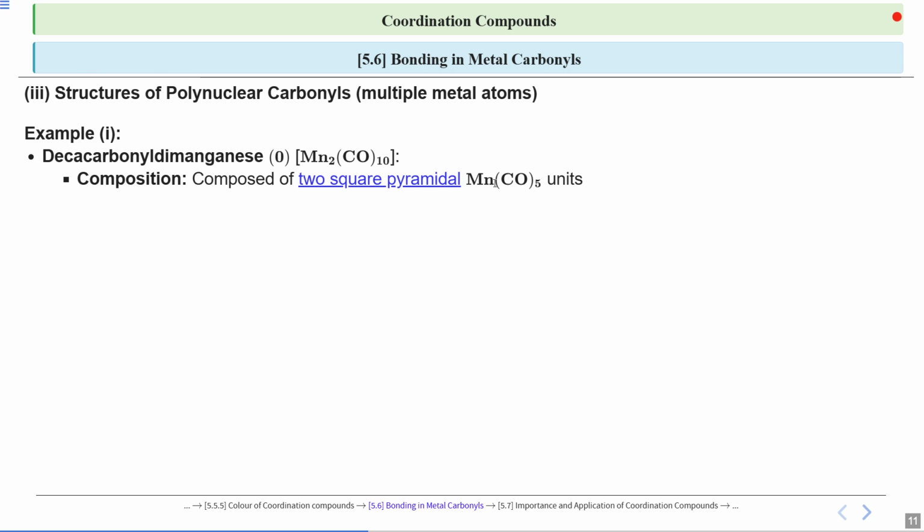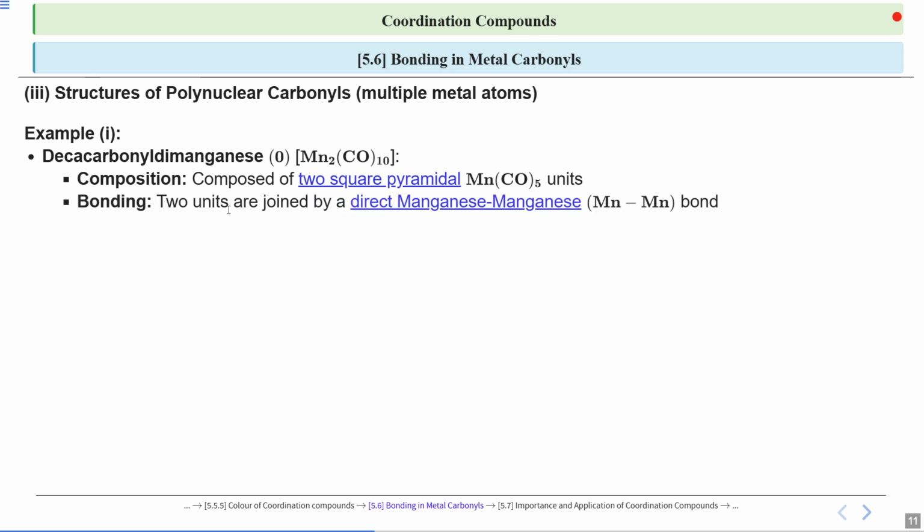Each unit has Mn as a central metal attaching with 5 carbonyls. So this is the group in one unit. It is attaching with another manganese unit and forming this complex decacarbonyl dimanganese. That's why we are writing here that it is composed of 2 square pyramidal Mn(CO)5 units. How is the bonding? The 2 units are joined by a direct manganese-manganese bond. So these 2 square pyramidal units are joined through the manganese, Mn bonding with Mn.